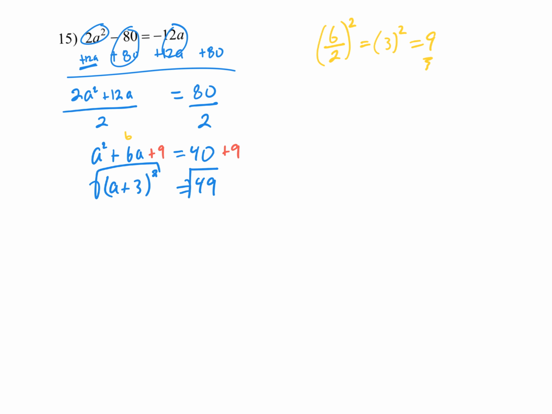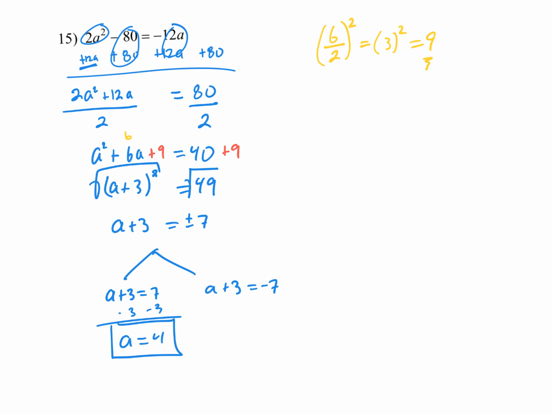Take the square root. A plus 3 is equal to plus or minus 7. Split that up. A plus 3 is equal to 7, or a plus 3 is equal to negative 7. Subtracting 3, a is equal to 4, or subtracting 3, a is equal to negative 10.